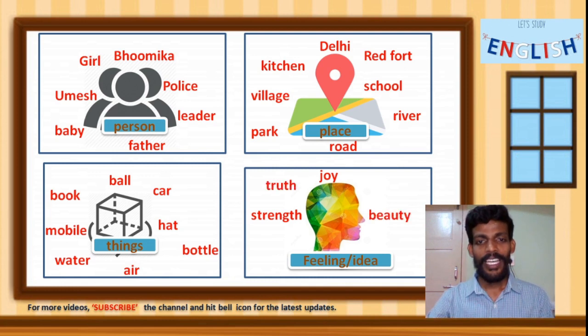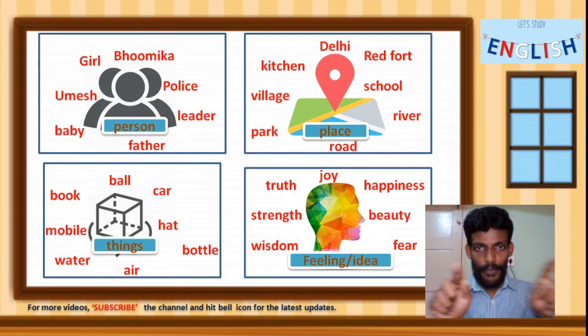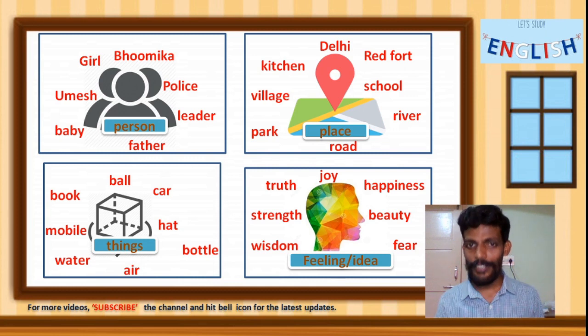Then beauty, truth, fear, wisdom, and happiness. All these come under the fourth category, which says the name of a feeling or name of an idea. For example, joy is a name of a feeling, whereas wisdom is the name of an idea. Hope you understood. These four are very, very important under nouns. They name a person. Please children, you have to understand. They name a person, they name a place, name a thing, or name a feeling or idea.